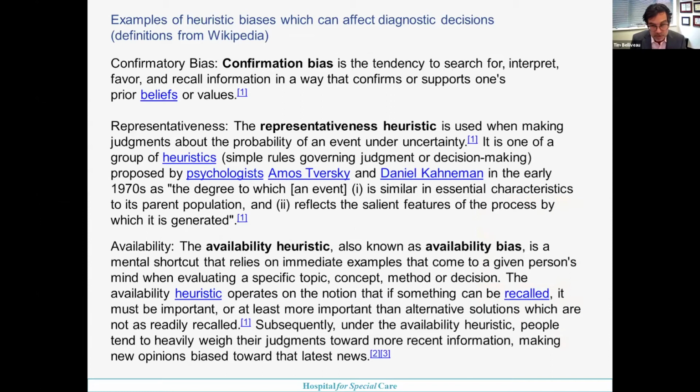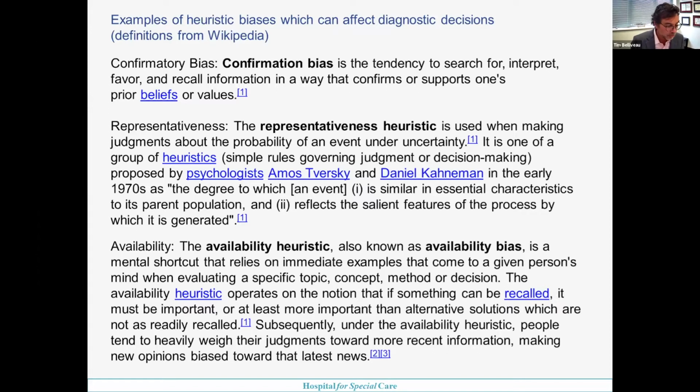Here are some examples of heuristic biases, and I'll try to tie these in with examples that pertain to diagnosis, since as a practicing and primarily a clinician, my interest is if I have a child or an adult I'm doing a diagnostic evaluation, what are these biases that I need to be aware of and sensitive to?